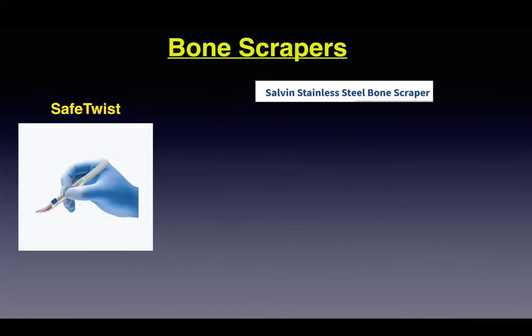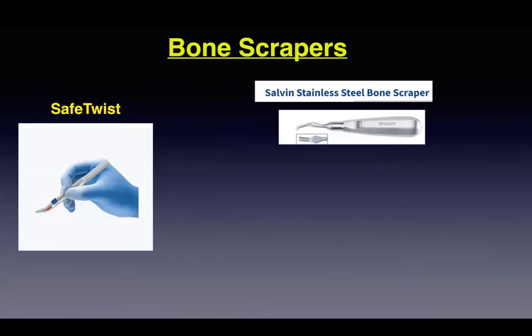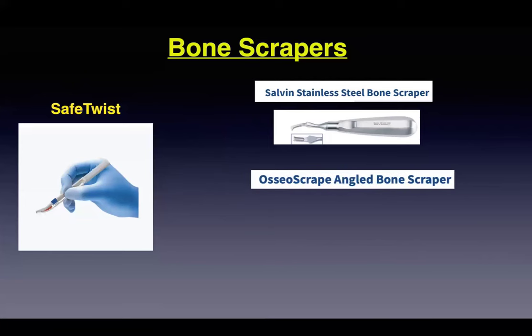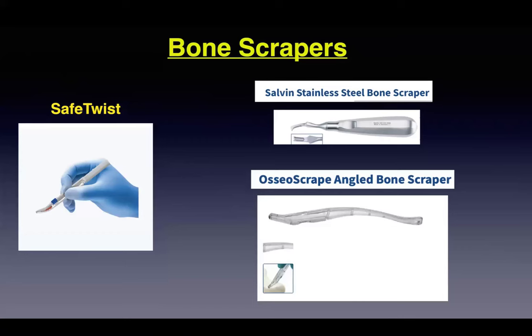And this is another important instrument to have in your armamentarium, especially if you do GBRs. There's many out there in the market. Some are disposable. Others you can switch out the blades, similar to razors. My favorite that I use in my practice is the steel bone scraper.